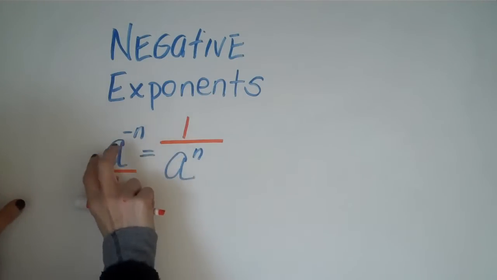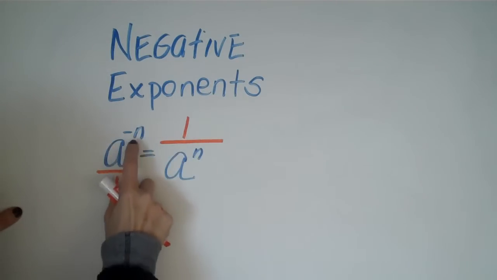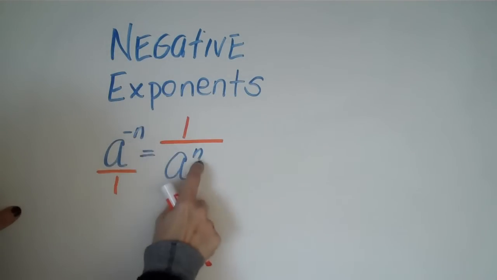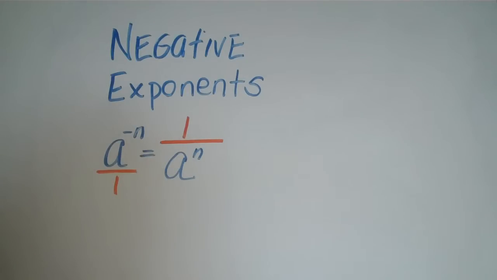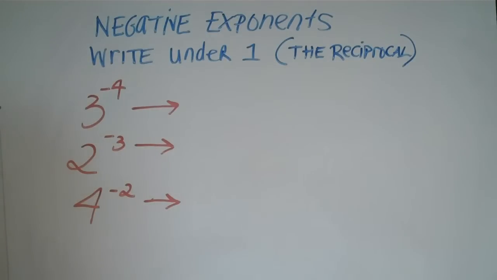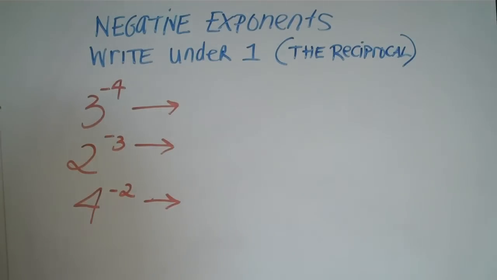So it's just taking the inverse, the reciprocal of a to the negative n, and putting it under 1, and it immediately makes this a positive exponent. So let's look at some examples to make that more clear. If you're given a negative exponent, you're going to write it under a 1, and then you'll get that into a form where the exponent is positive.